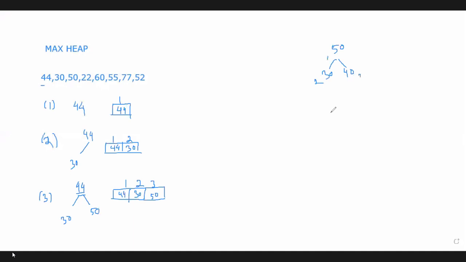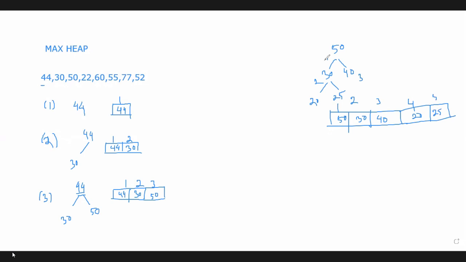And how can we insert these nodes in an array? At 1 is 50, then the second node is 30, and then the third node is 44. Then 20. Where will we insert it? Here, right? 20. And suppose 30 has another node that is 25, so we'll insert it in the array after 20.